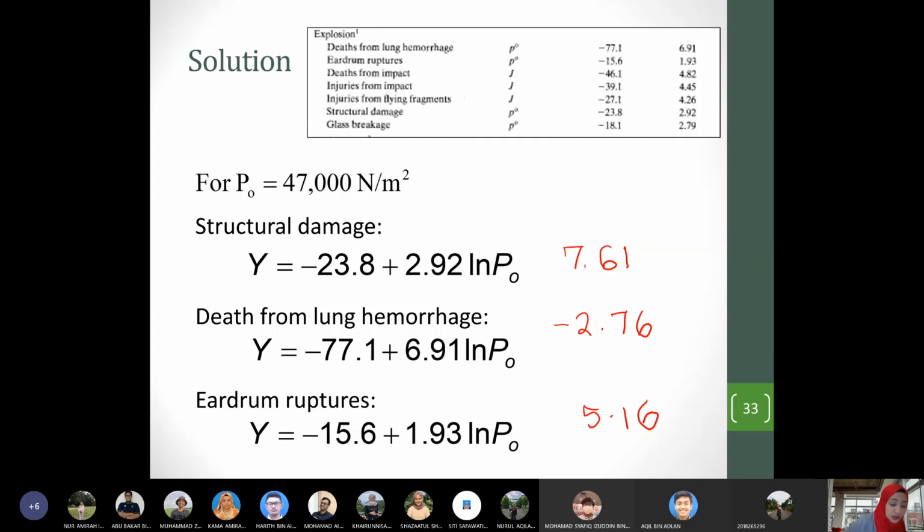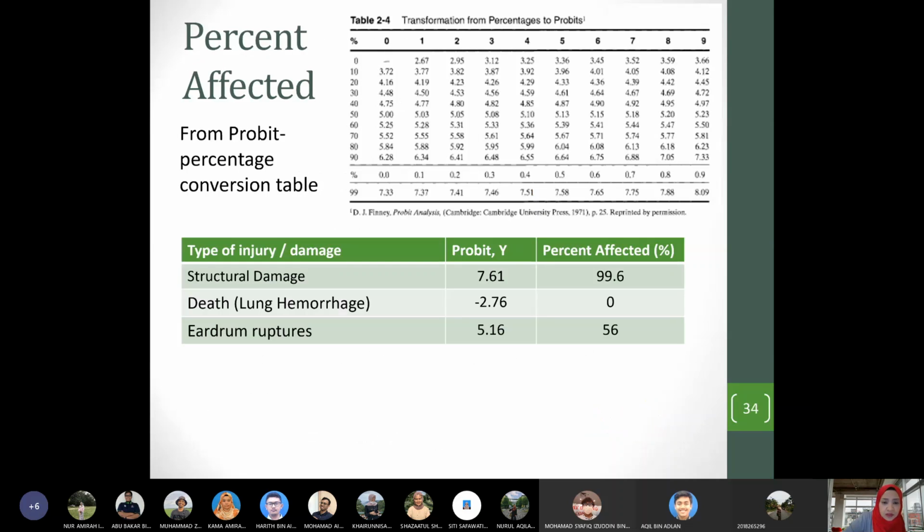Let's now check out, so what do we do now? We convert the Probit value to percentage, right? Okay, so you remember this table? Transformation from percentages to Probit. But we do have Probit now, so we translate from Probit to percentage. And so the first one was 7.61. If you look here, 7.61 is somewhere around between this and this, right?